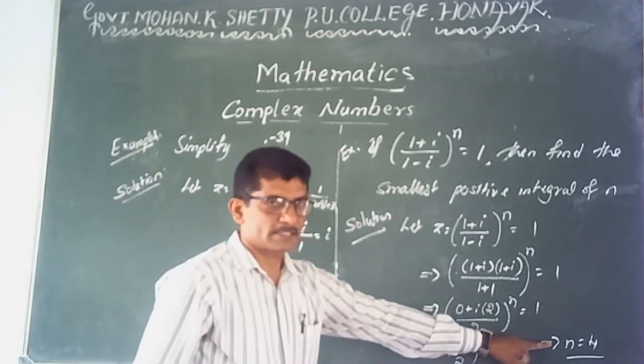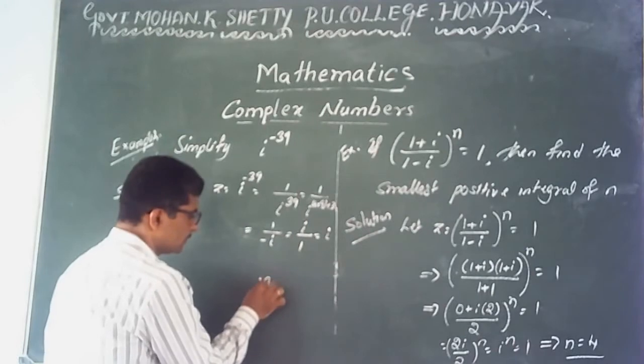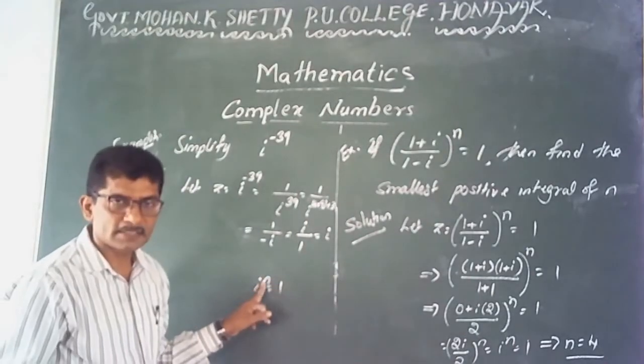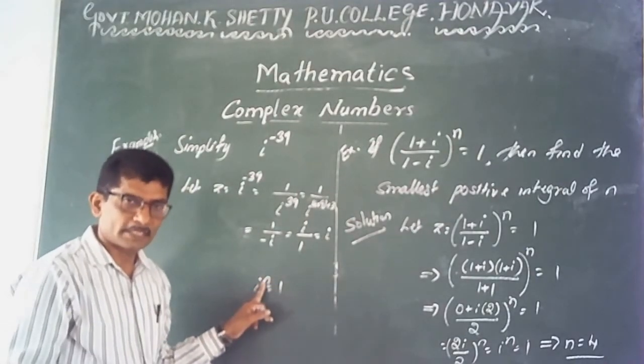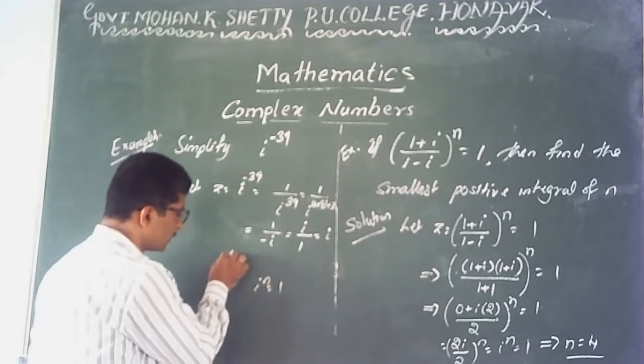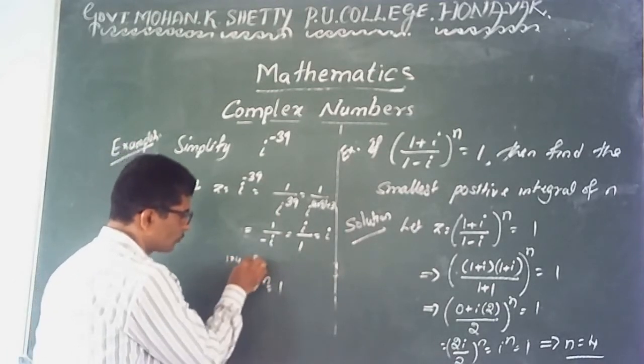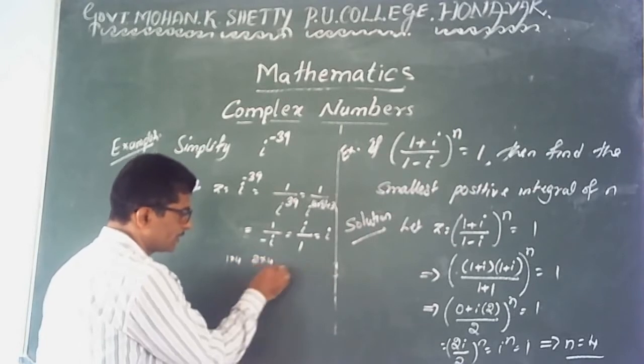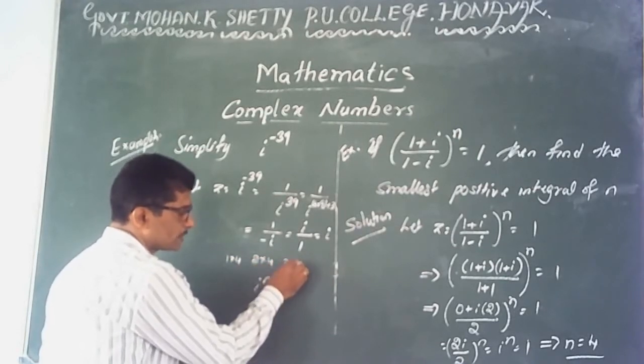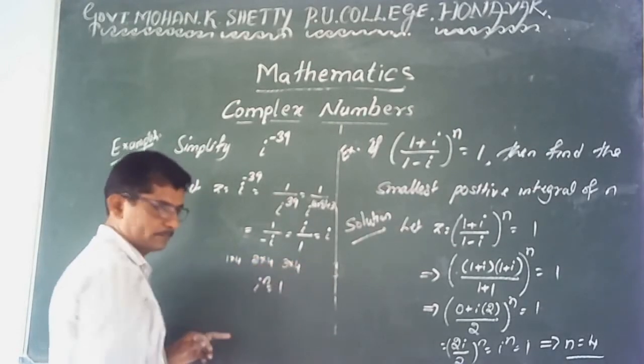It is the smallest. You know that i raised to n is equal to 1, where n is a multiple of 4. Multiple of 4 means 1 into 4. The smallest value is 2 into 4, the next value is 8. The next positive integral value means 3 into 4.